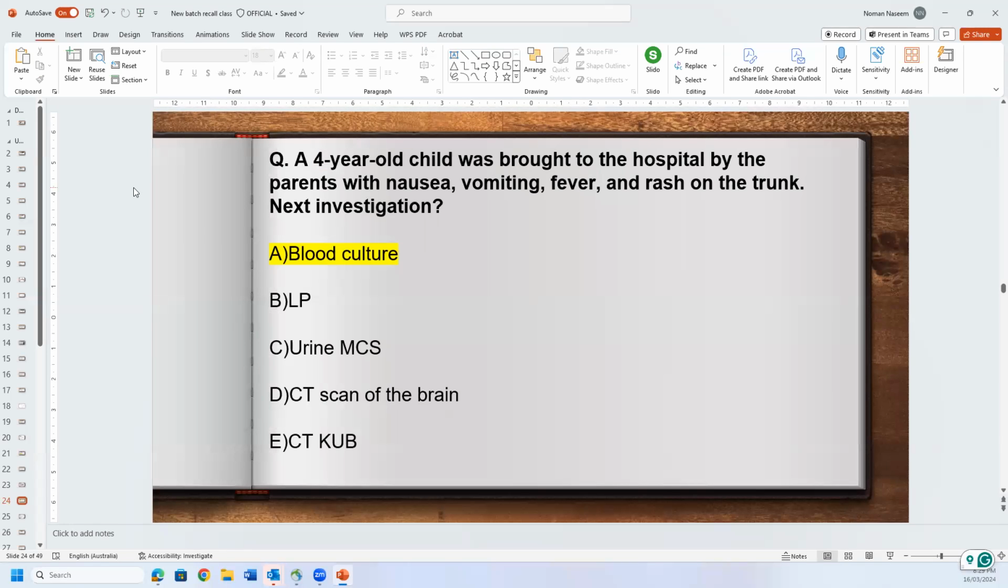Enteric fever will also have diarrhea. There is no diarrhea. And the rash in the enteric fever, the rosewood rash, appears on the 4th day. It's not on the 1st day. So if it's a fever with rash on the trunk, always suspect meningitis first, not enteric fever, unless you have gastroenteritis symptoms like diarrhea. Okay.